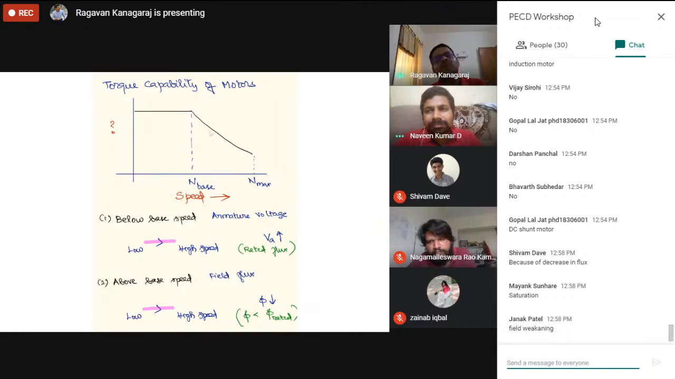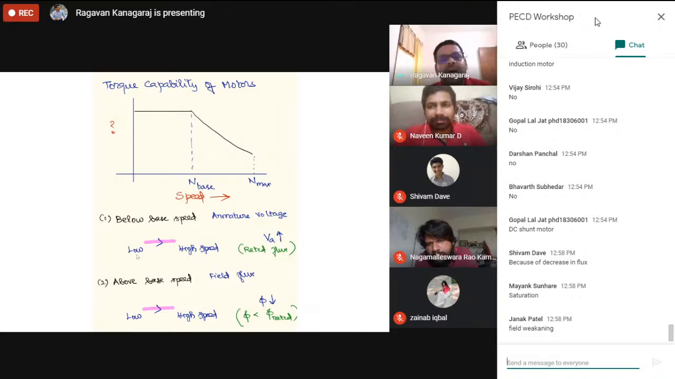When you are doing field weakening, now you see the right expression for torque. Torque is equal to K phi I, right? K is the machine design constant, phi the flux, multiplied by current. For going to an operating point beyond base speed, we will be reducing the flux. Once the flux is reduced, torque is equal to K phi I, and the current can be the rated current in the winding. Therefore, torque capability decreases. Agreed?